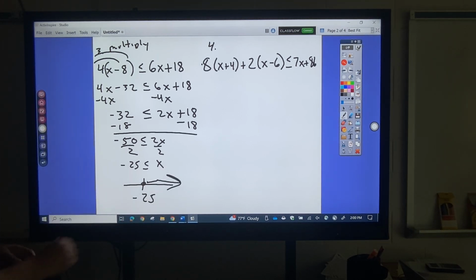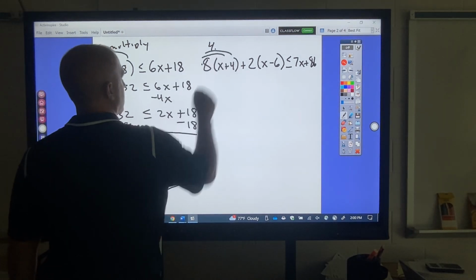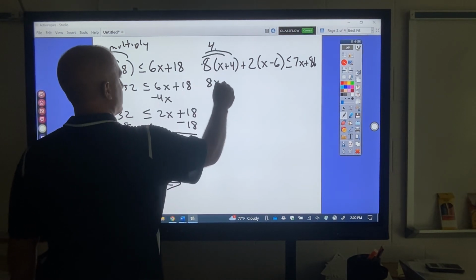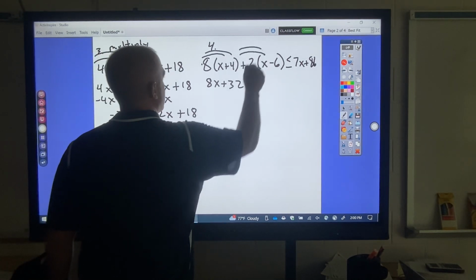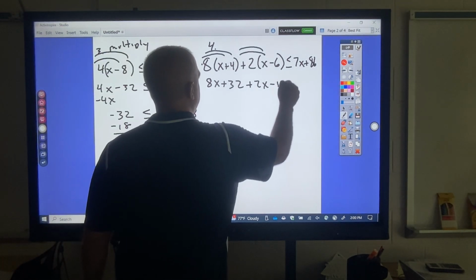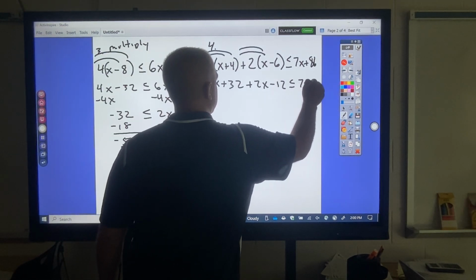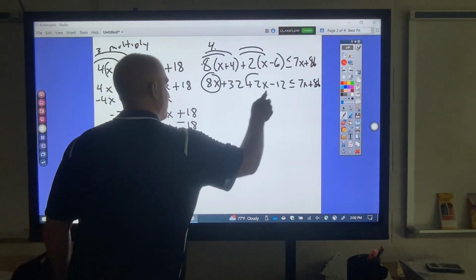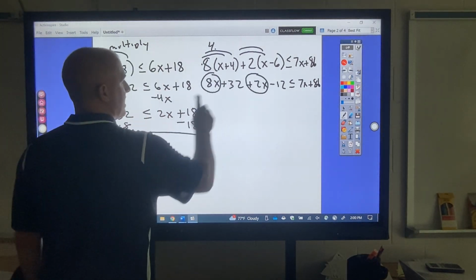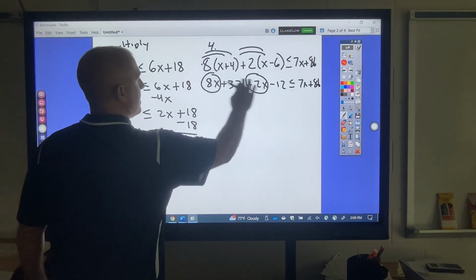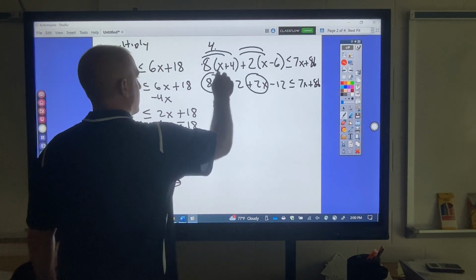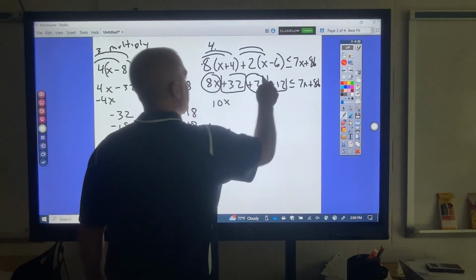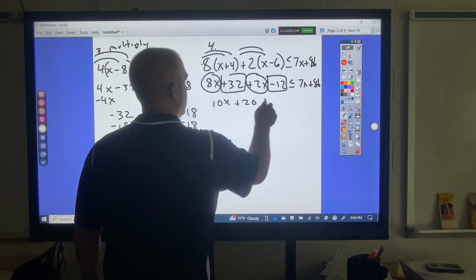Okay? Now, I got to distribute here. That's 8x plus 32. Distribute 2x minus 12, less than or equal to 7x plus 86. Now, I want to combine these. I got to combine those first. Those are like, no opposites here. 8 plus 2, 10. Okay? And then 32 minus 12 would be 20.